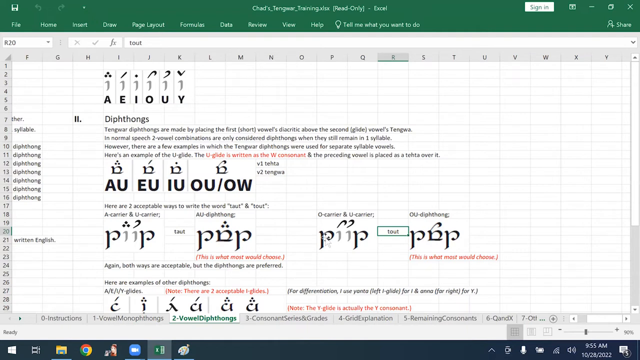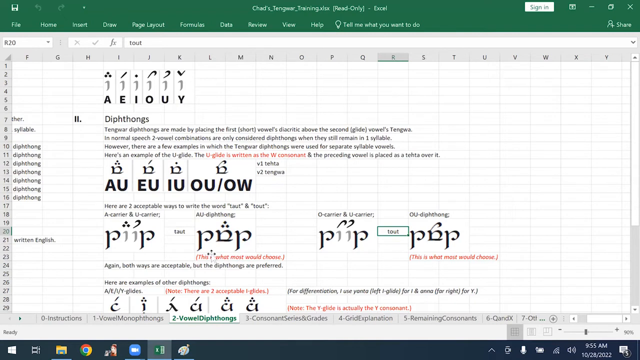This is T, O carrier, U carrier, T, which is this one. And remember the OU and the OW are the same because this letter we're looking at is actually a W. It's not a U. So over here, instead of doing T and then O over a carrier, U over a carrier, and then a T, you can do T and then the OU diphthong and then a T again.